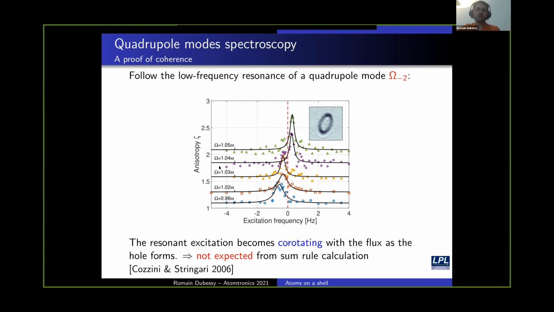And what is surprising to us is that when we cross the rotation frequency where the hole forms, we see that this quadrupole mode goes from the counter-rotating side to the co-rotating side with the flow. And this is not something that you can explain by, for example, sum rule calculations that are usually used to compute these spectra, these Bogoliubov spectra, in atomic cases. So this is something yet to be understood.